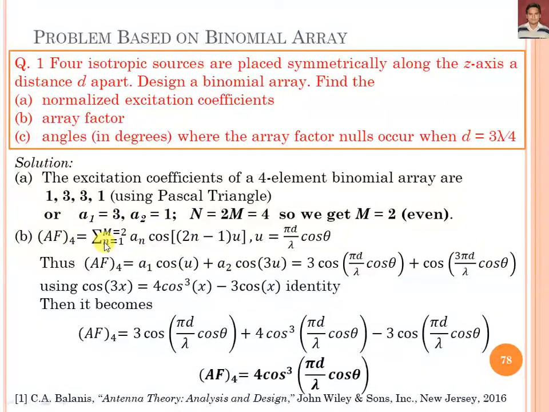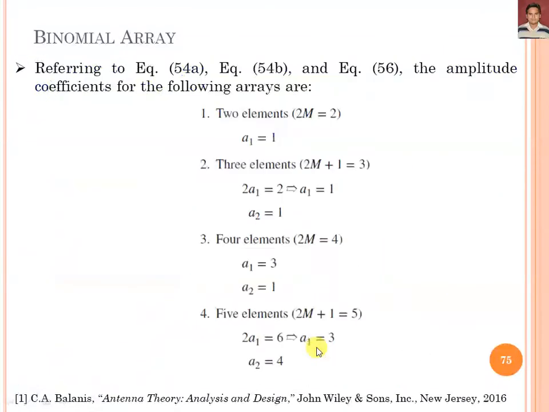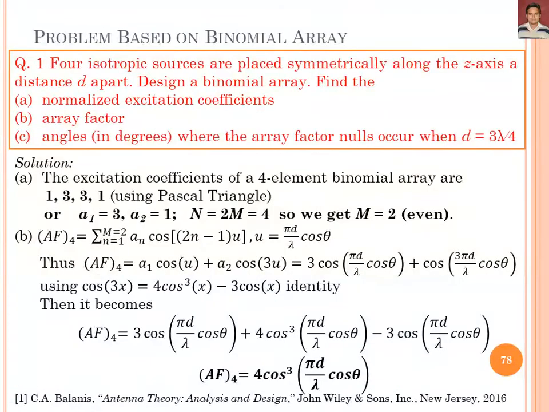by using this expression, where we consider u equal to pi d upon lambda cos theta. So the array factor can be calculated, and we use the identity cos 3x equal to 4 cos cube x minus 3 cos x, and put in the cos 3x value. Then we get the array factor for the four elements equal to 4 cos cube of pi d upon lambda cos theta. So this is the answer here.